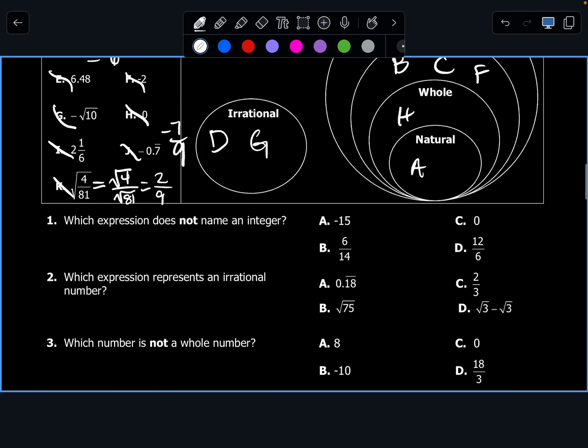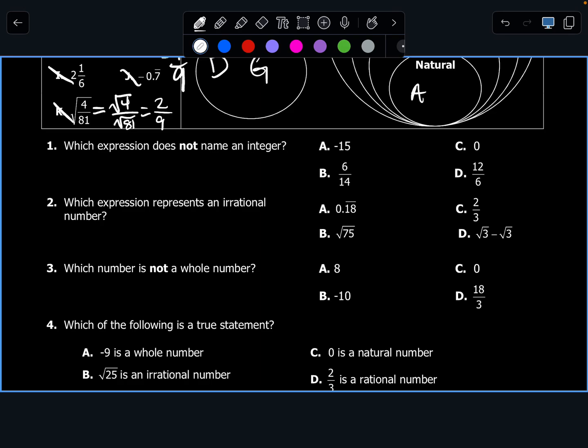Okay, which expression does not name an integer? Negative 15, 6 over 14, 0, 12 over 6. B, because 6 over 14 is only rational. It is not going to be a negative number, which would fall under integer.